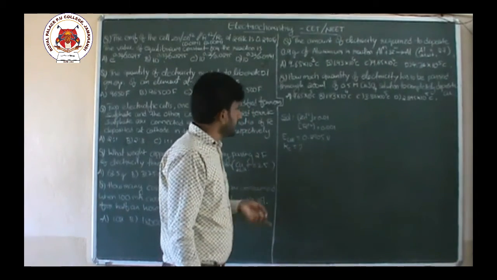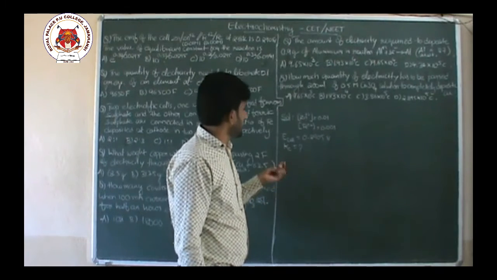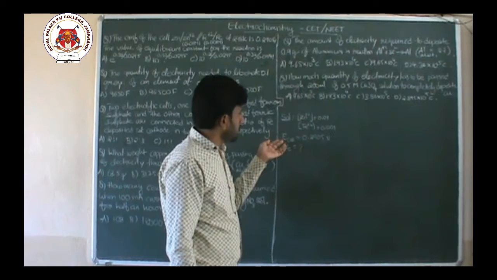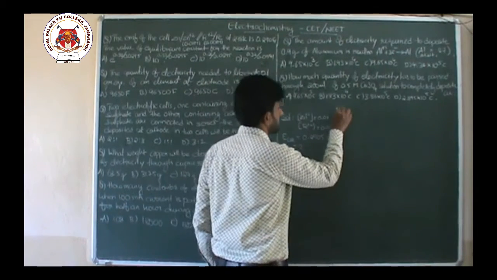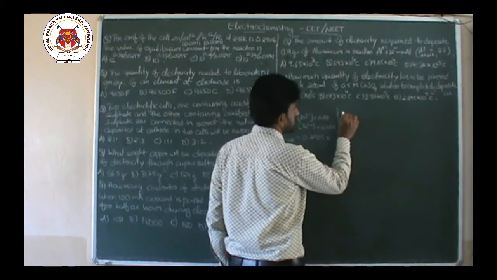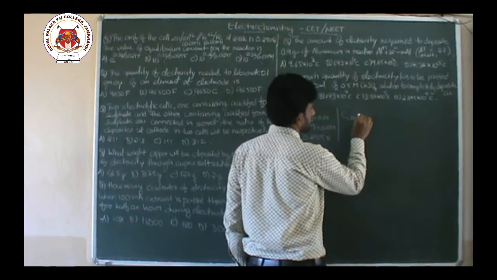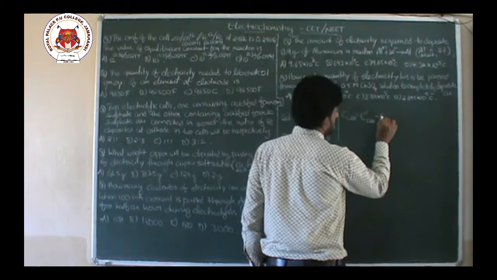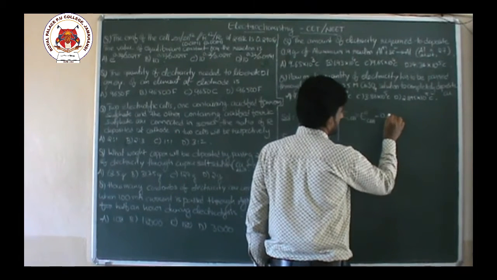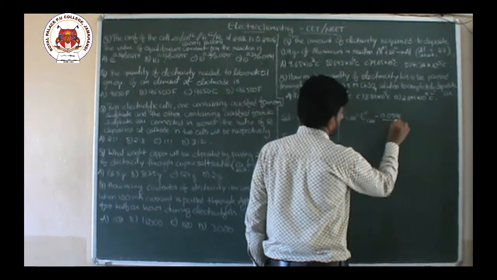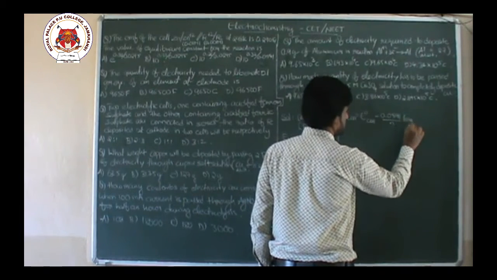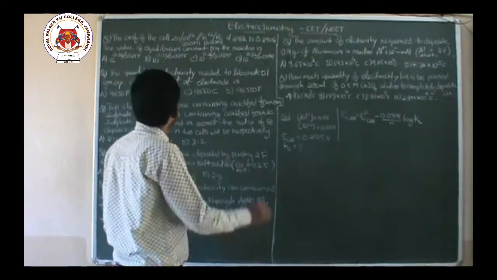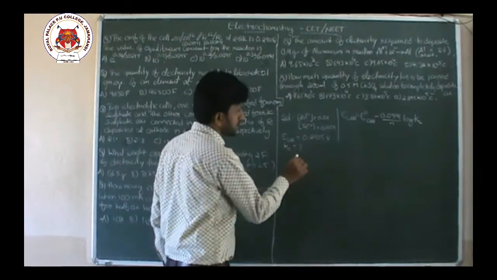Now, to use the Nernst equation, generally, what is the formula we have? Nernst equation: E cell is equal to E naught cell minus 0.0591 by n log Kc. This is the equation actually. Our question is asking the equilibrium constant.